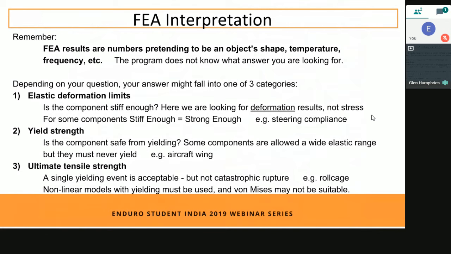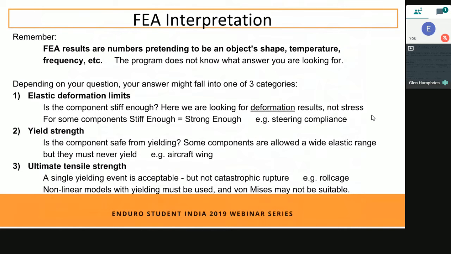In other cases, though, cases of a severe crash, yielding is acceptable. In fact, it's desirable. We want the cage to give slightly to absorb some of the impact and decrease the impact load on the driver. So yielding, not as much of an issue, but ultimate tensile strength, this is the point at which the cage rips open or completely collapses or breaks, and obviously we want to avoid that. So that's when we can start looking at materials that have perhaps a lower yield strength but a much higher ultimate tensile strength. And we're looking for that in our FEA if we are doing this sort of analysis.